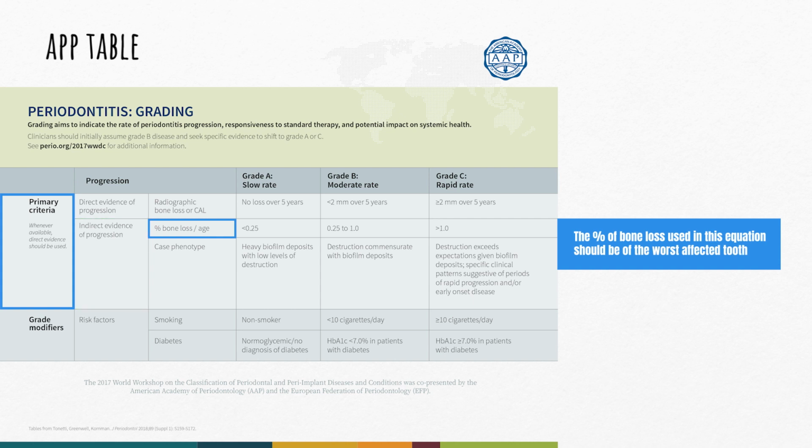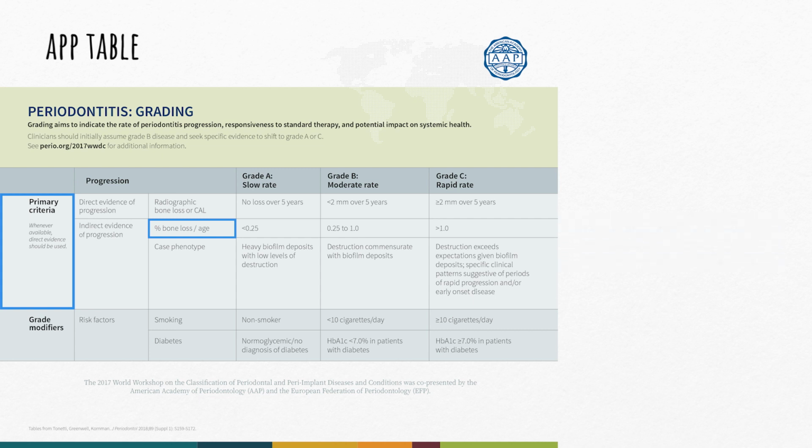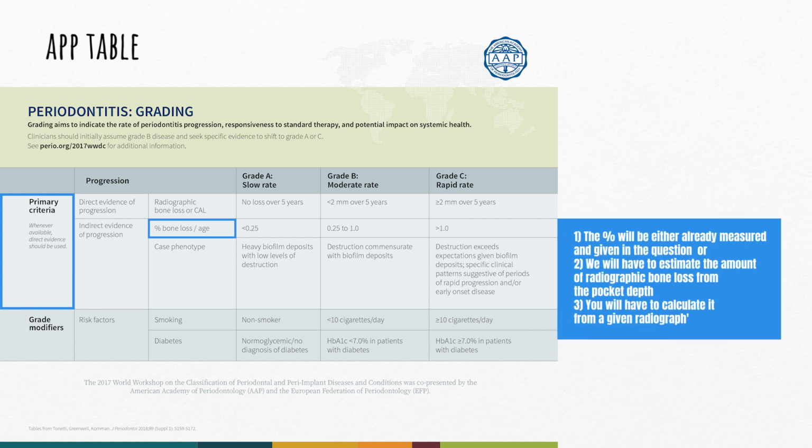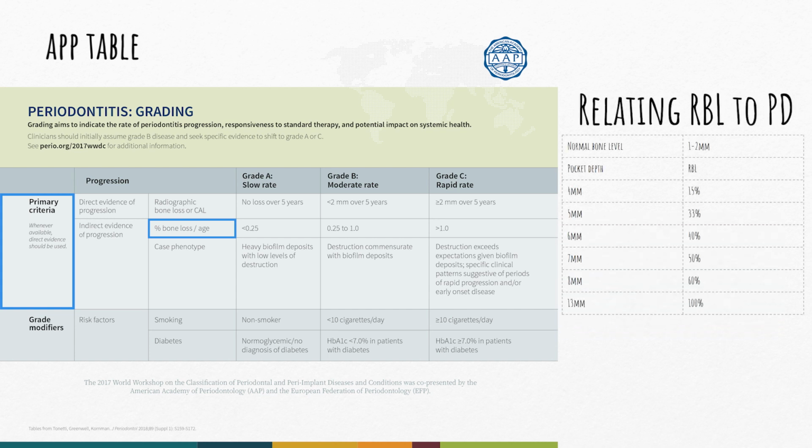Secondly, the percentage will be either already measured and given in the question, which is not very common, or we'll have to estimate the amount of radiographic bone loss from the pocket depth, which is the more probable case scenario, or you'll have to calculate it from a given radiograph. In this video, we'll mainly focus on the first 2 points mentioned. If the percentage was already given in the question, we rely on that for the calculation, but if it was not given, we'll have to use the following table to reach a diagnosis.